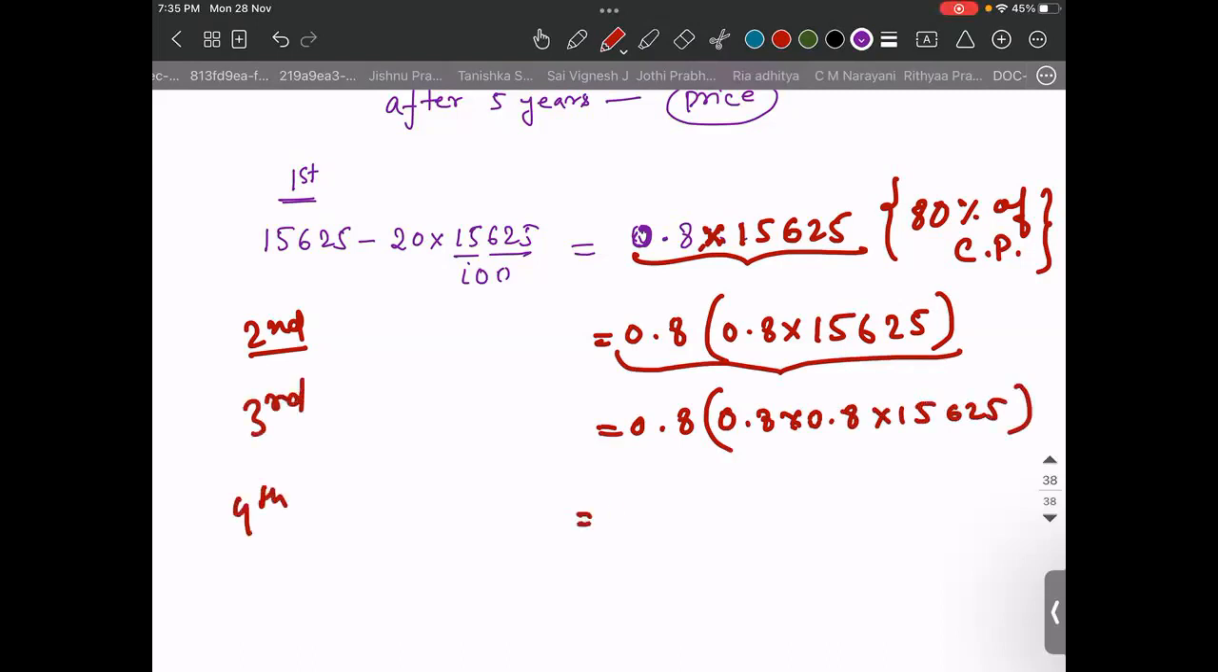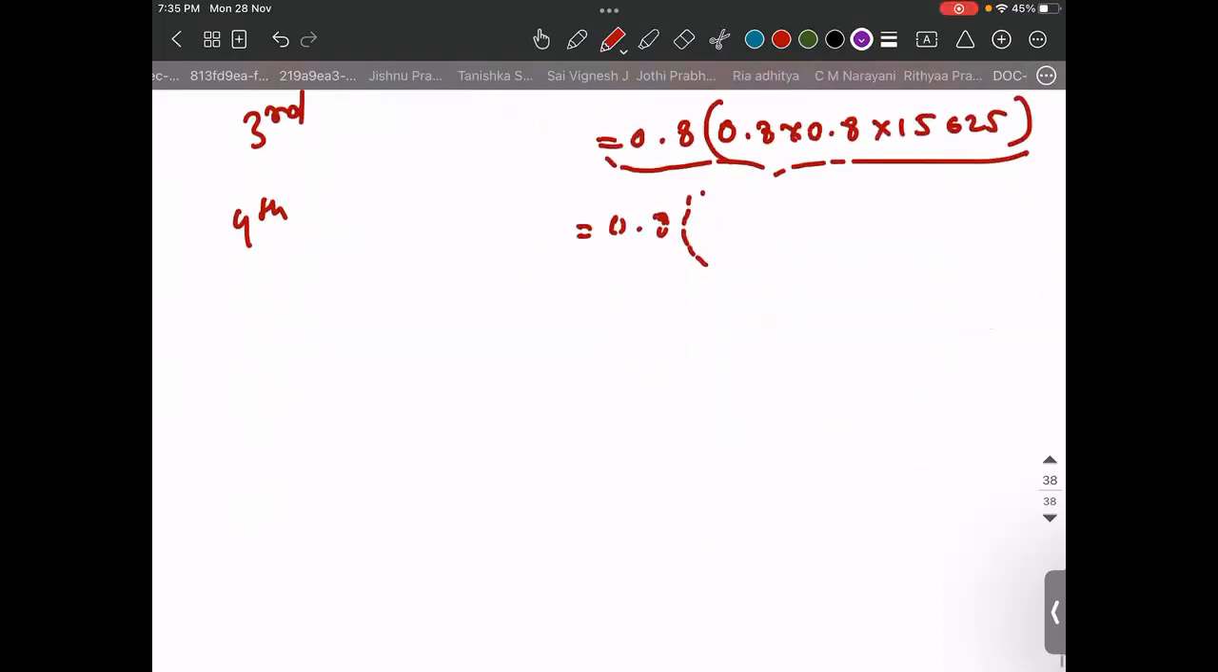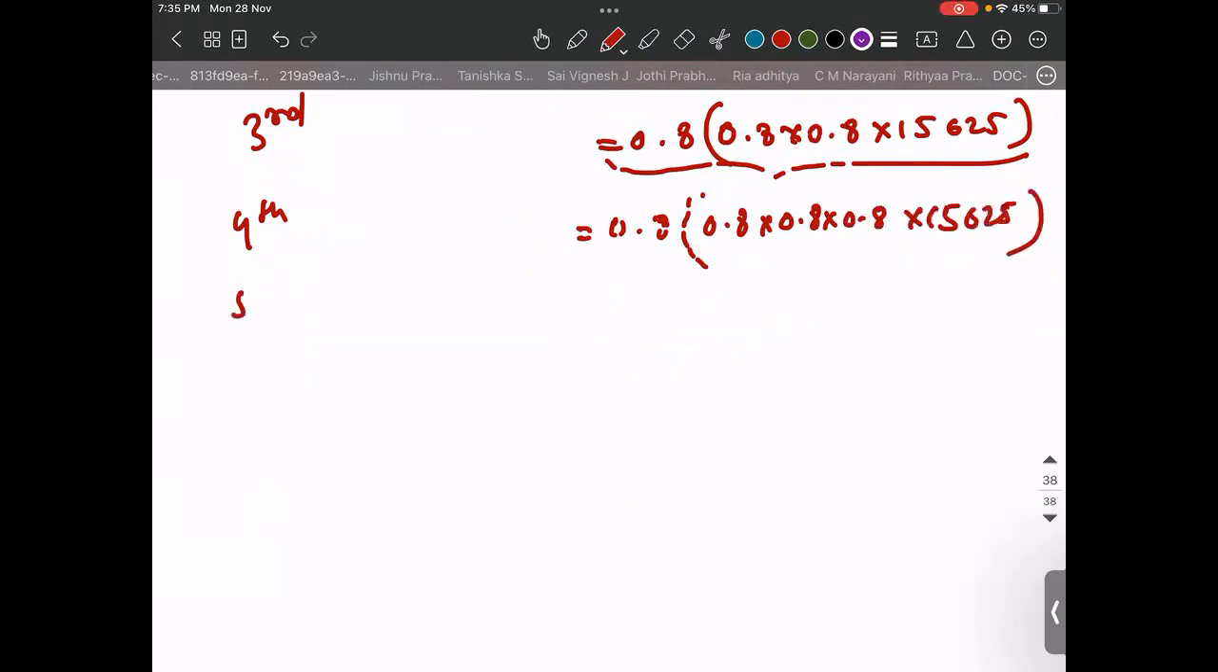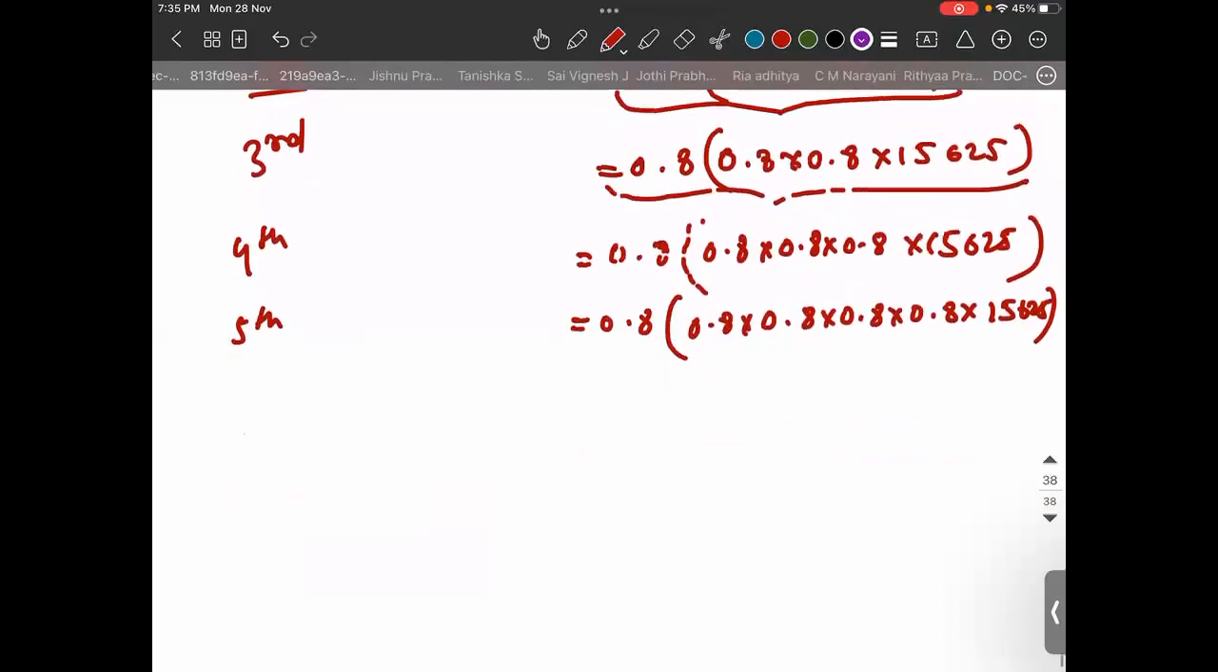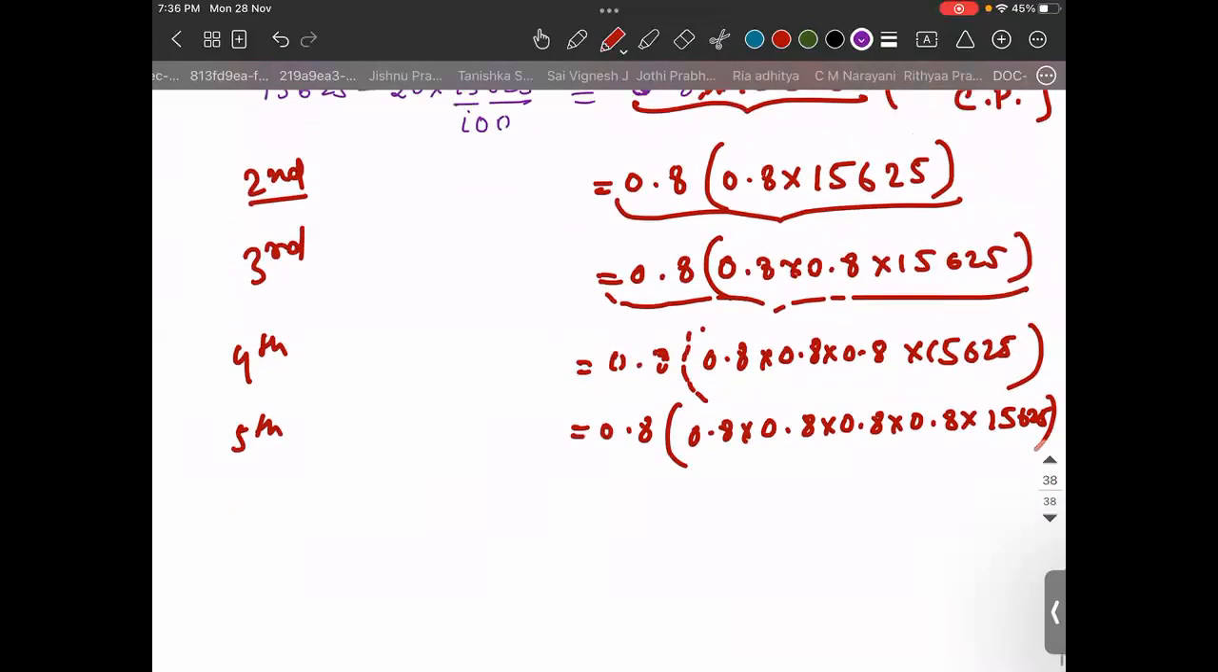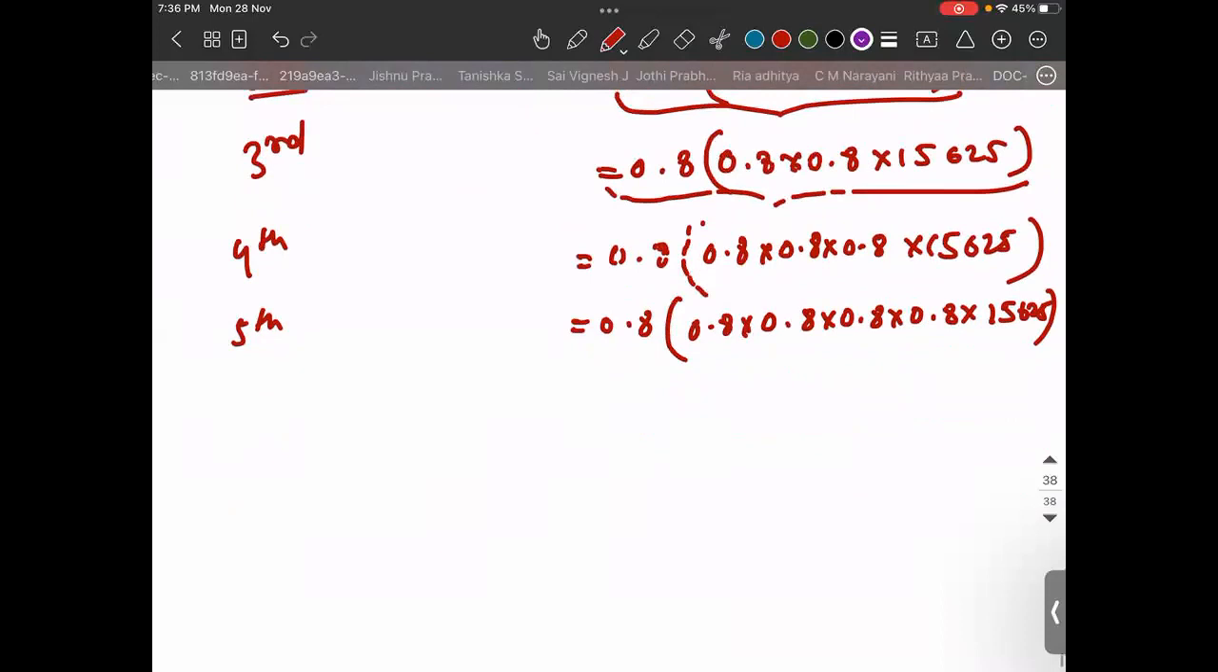Fourth year, what will be? 0.8 times of this amount. So 0.8 into 0.8 into 0.8 into 15625. Fifth year, 0.8 into 0.8 into 0.8 into 0.8 into 0.8 into 15625. Now you see this is a GP, right? It's a GP. 0.8, that means 4 by 5 is your common ratio.